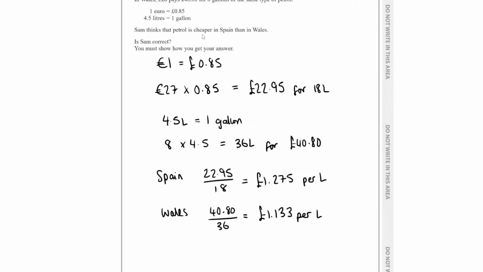So Sam thinks that petrol is cheaper in Spain than it is in Wales. Well, the way that I've done it, I can have a look. Is it cheaper in Spain? Well, no. It's not, is it? It costs more in Spain. So is Sam correct? You'd have to put a conclusion. You don't have to explain it. Just be like, therefore no. Because that's clear enough, isn't it? He's not correct. So the conversion one, there's just loads of different ways to do it. It just depends what you prefer to do, basically.